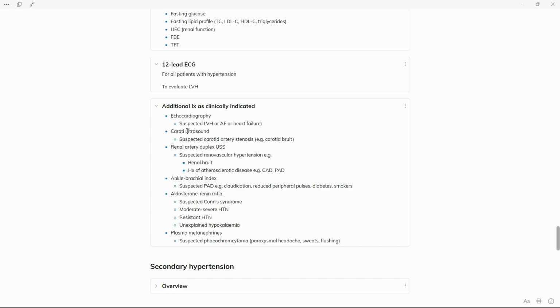A carotid ultrasound, if you suspect that the patient has carotid artery stenosis, such as carotid bruit.